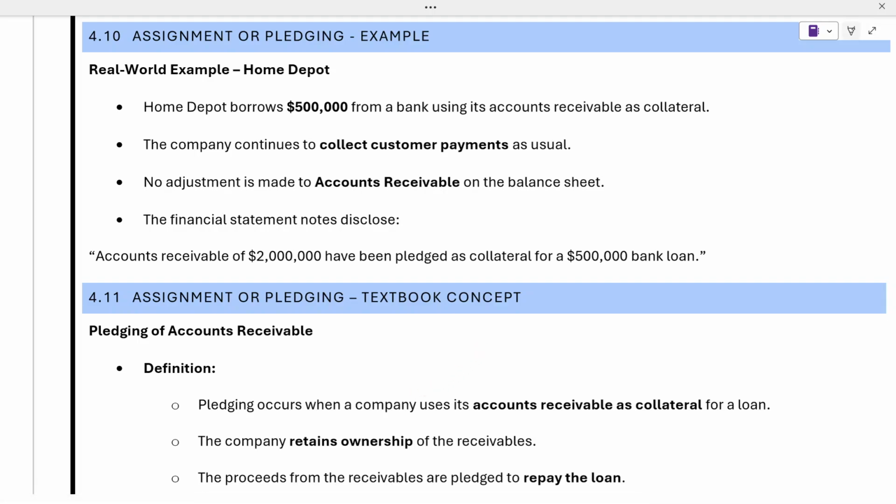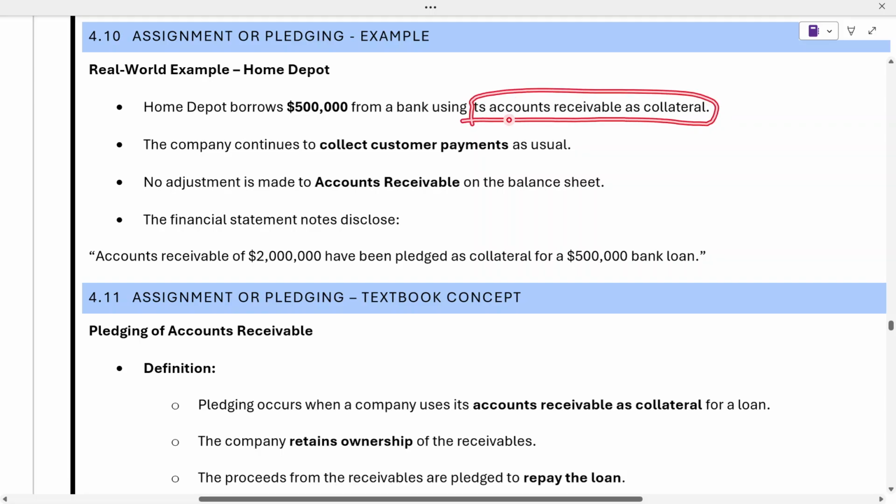Okay. So now let's try to understand what assignment or pledging is. There is a company called Home Depot, and Home Depot wants to borrow 500,000 from a bank, so they go to the bank and borrow it. But the bank will always ask for security, right? So as security, they put their accounts receivable up as collateral.